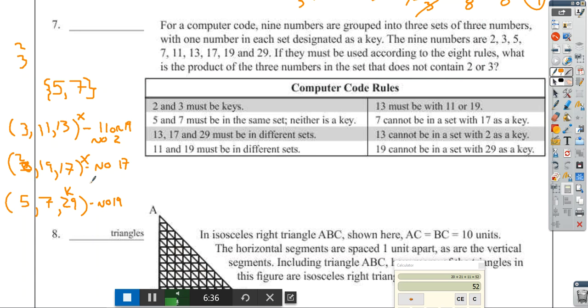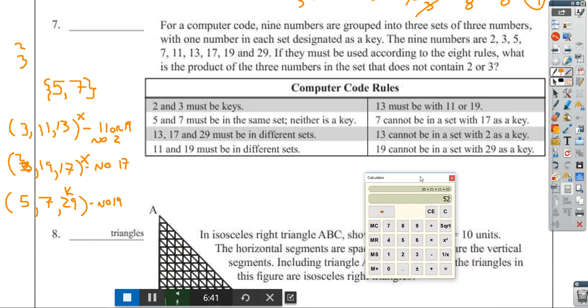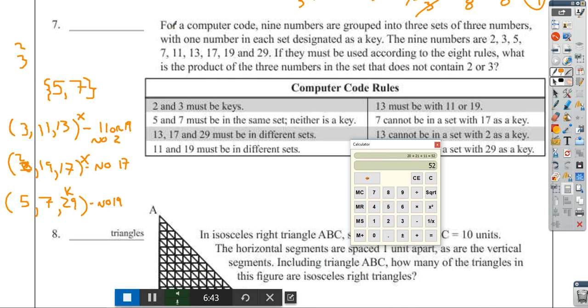So we know that the set we're looking for is 5, 7, and 29. And so we're looking for the product of the three numbers. So we have 5 times 7 times 29, and we get, what am I doing? I want 5 times 7 times 29.